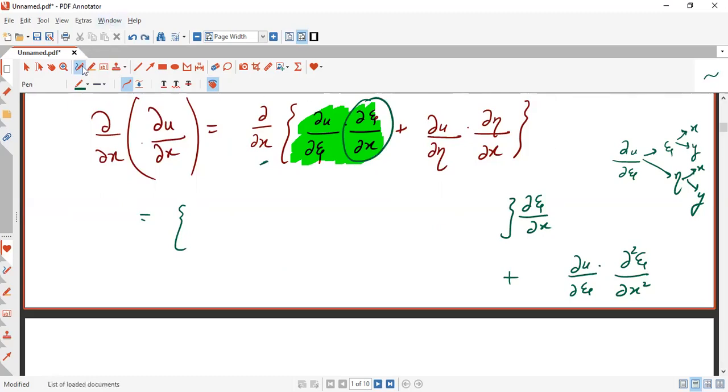See, we are differentiating with respect to x, and how are we going to follow? x goes first through y, then through eta. So first you will do what? This del u by del z will become del square u by del z square. Del z by del x I'm keeping outside. Okay.